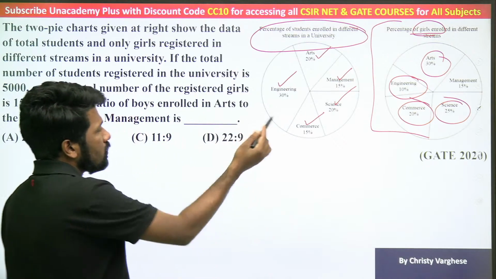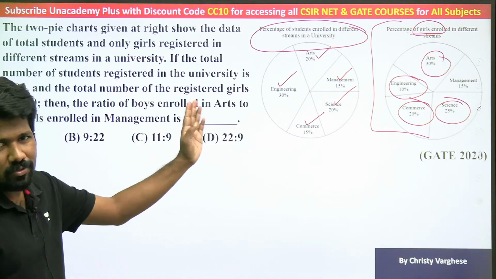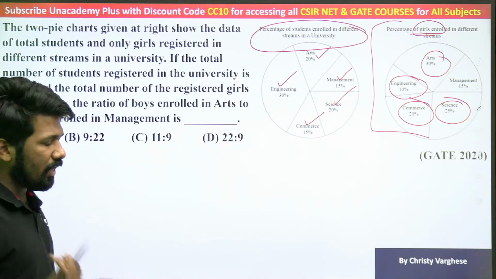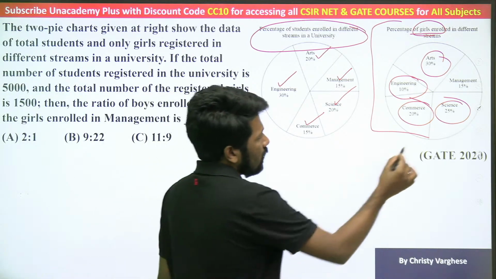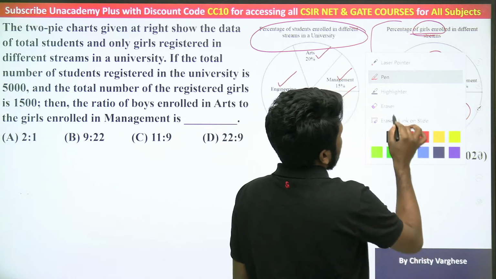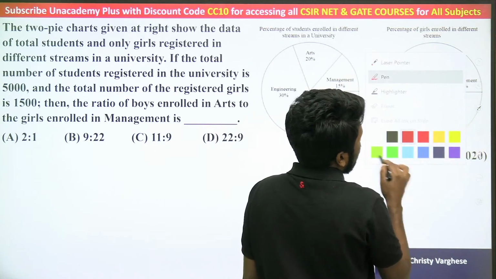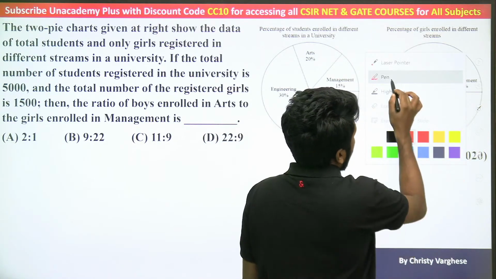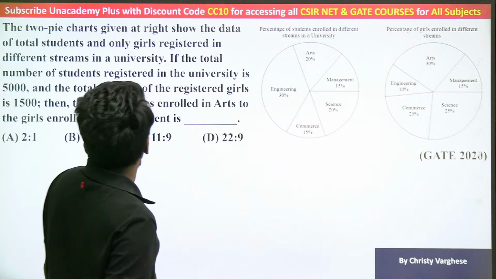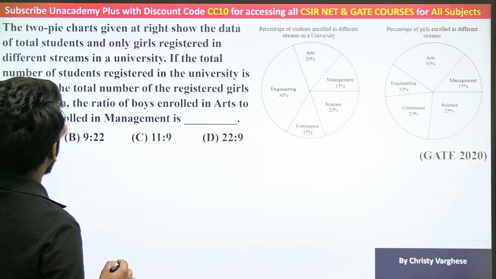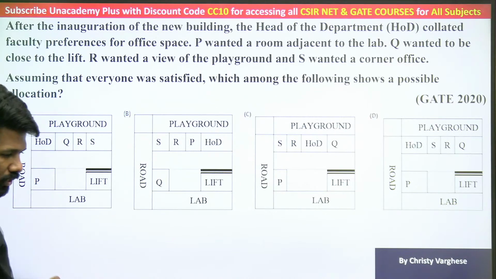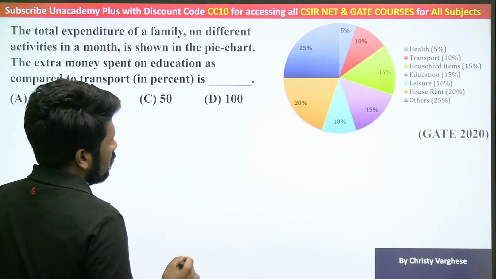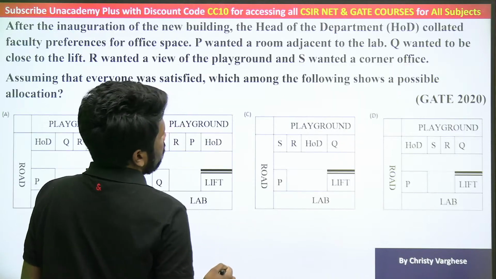So total students girls. So definitely total students है, girls का number subtract किया तो boys का number मिलेगा. If you need boys number, the first pie chart and second pie chart data should be considered and then subtracted. So let us see. Now, if the total number of students registered in the university is 5,000, so total number registered in the university is 5,000 means what? Just a minute.